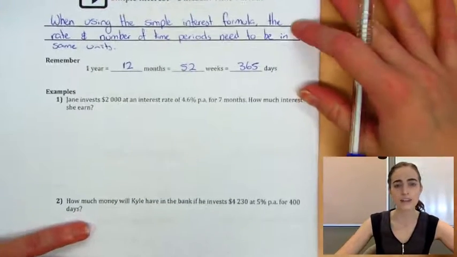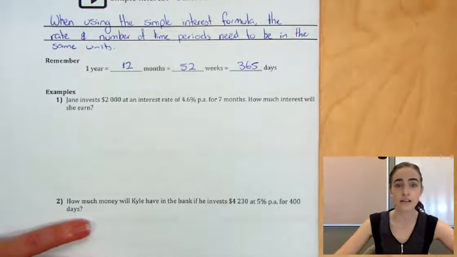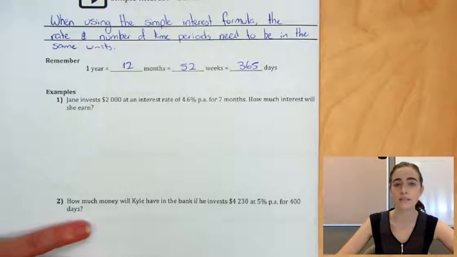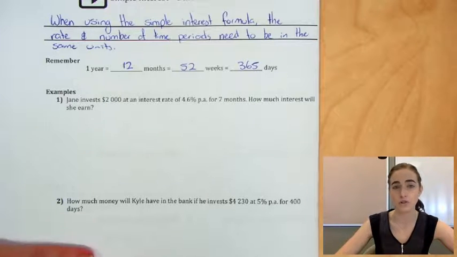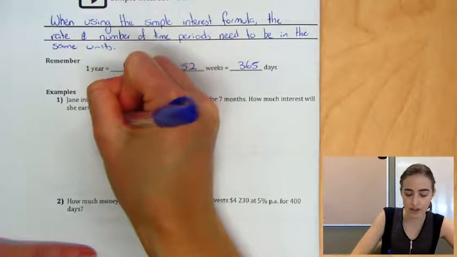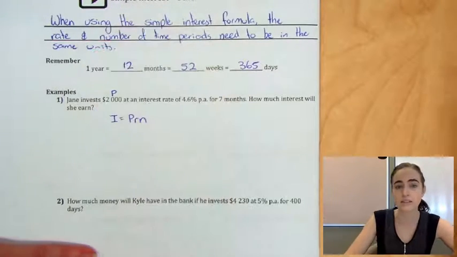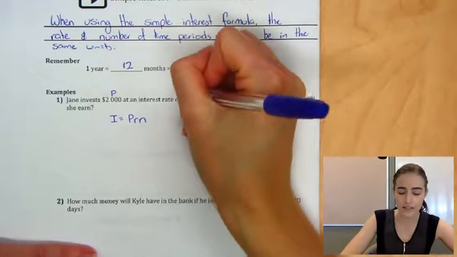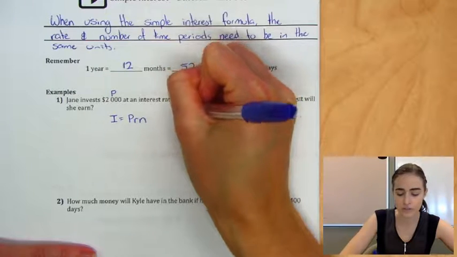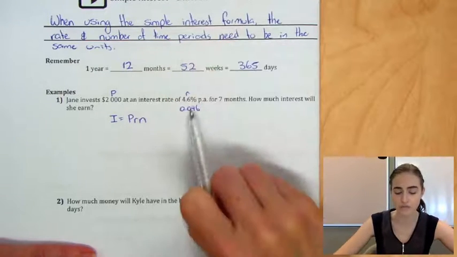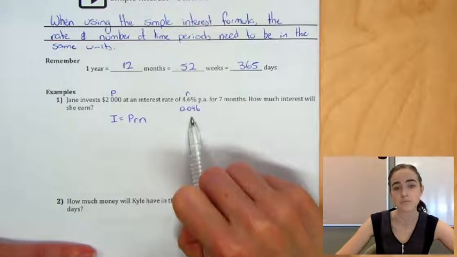All right, so if we have a look at our example, it says Jane invests $2,000 at an interest rate of 4.6% per annum for 7 months. How much interest will she earn? So our formula is I equals PRN. Our principal is $2,000. Our rate is 0.046 once we convert that 4.6% to a decimal.